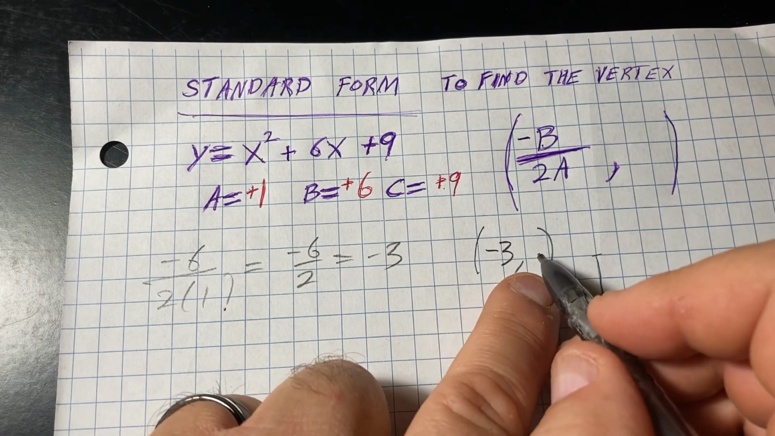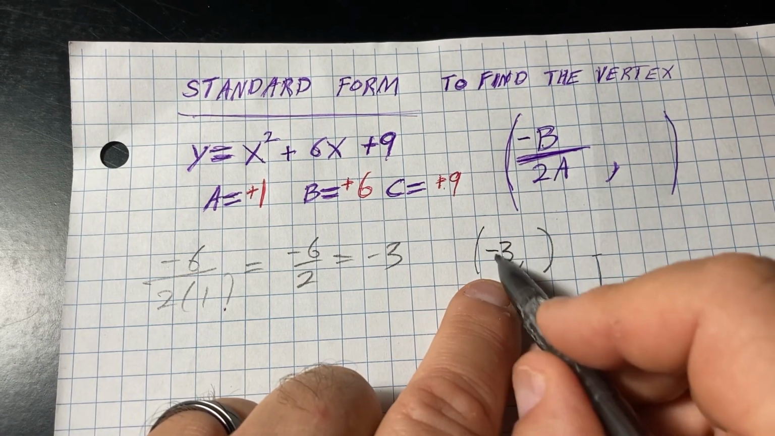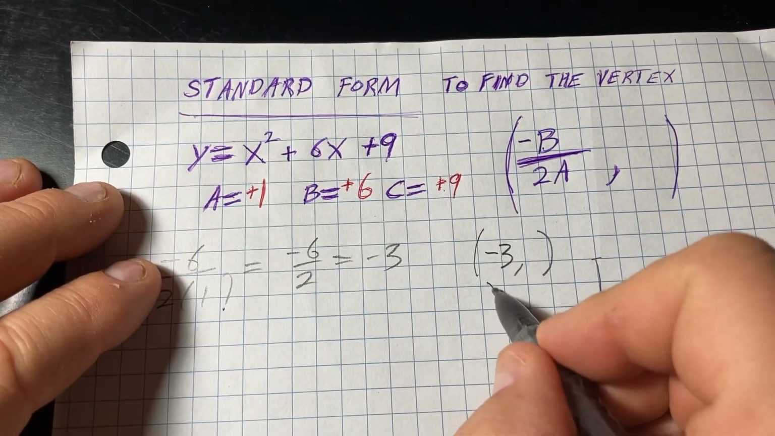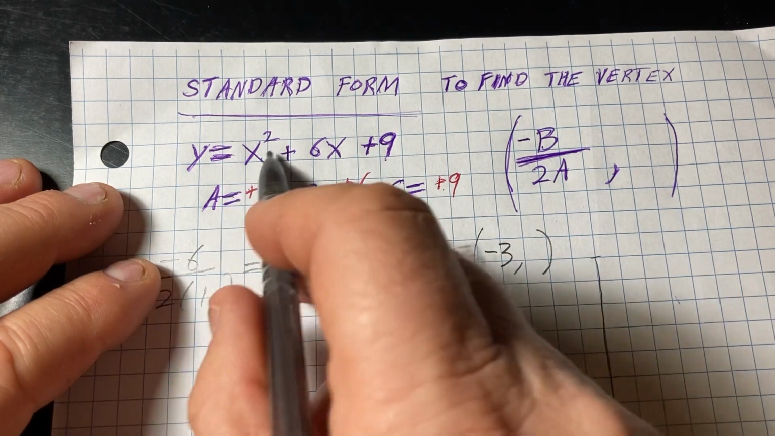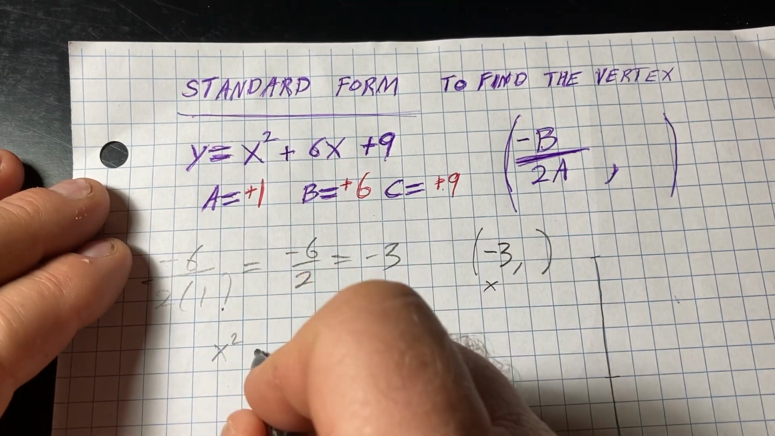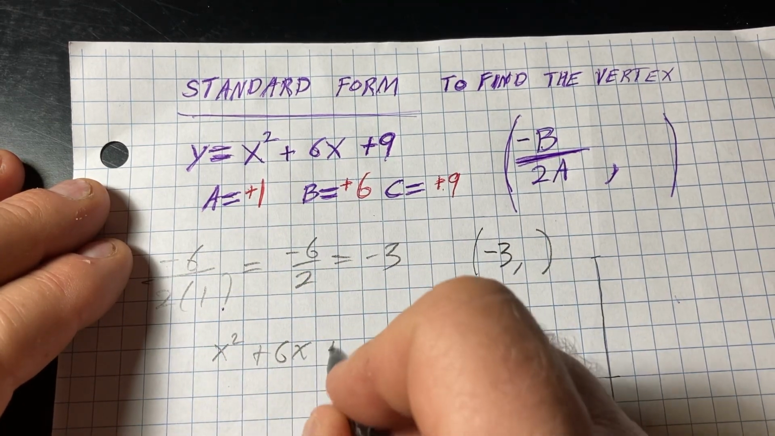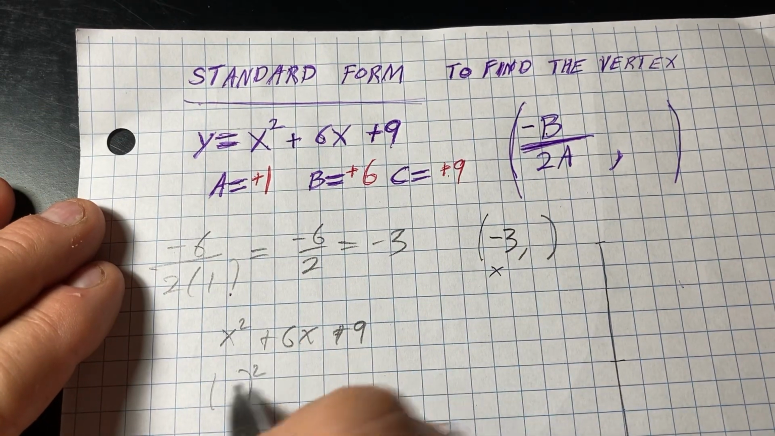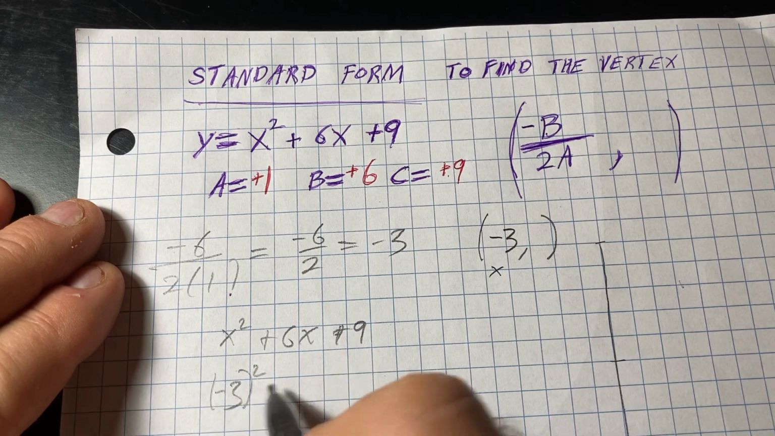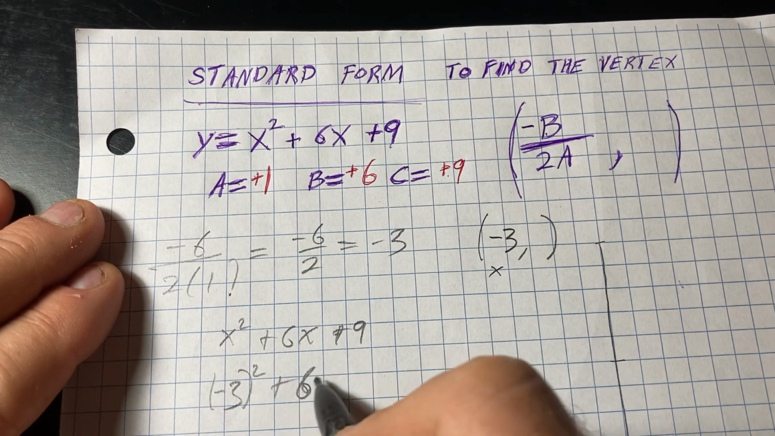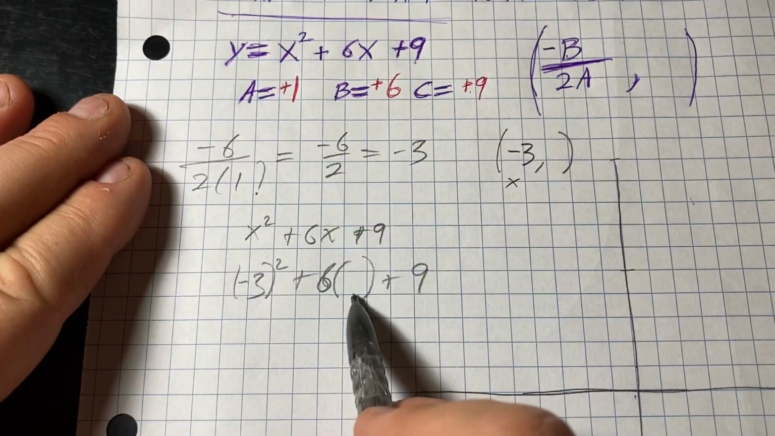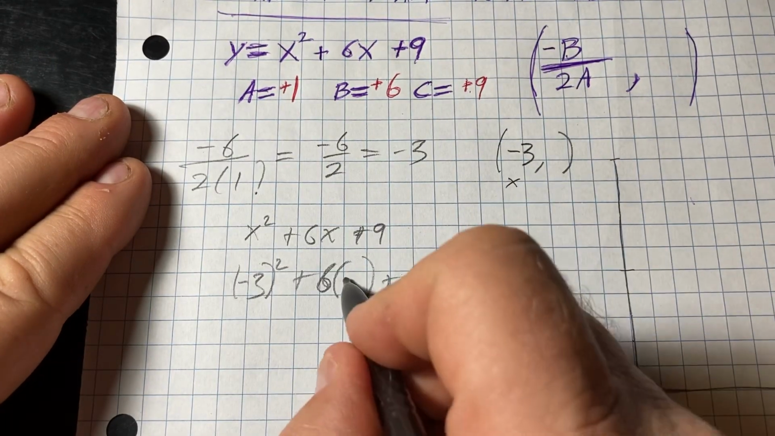How do I find my y value? Well, you take this answer and you plug it back into the equation. So every time I see an x, I'm going to replace it with a negative 3. So x squared plus 6x plus 9. Here's my x squared. I put a negative 3 there. In this case, my 6 times x, my x is a negative 3.